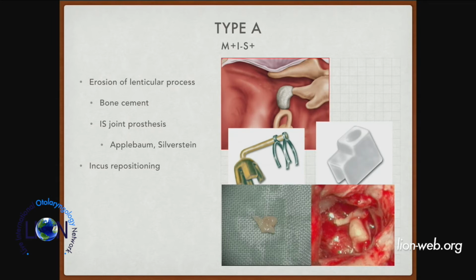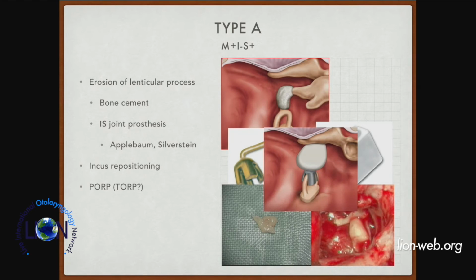So that's another thing to consider if you have a remnant incus that's healthy and that doesn't have disease on it. And eventually, probably the standard answer is a TORP, a partial prosthesis that sits on the stapes superstructure. I put TORP between parentheses because I think Dr. Vincent will discuss his preference for TORPs in these situations, but most of us will probably go for TORPs for partial prosthesis.